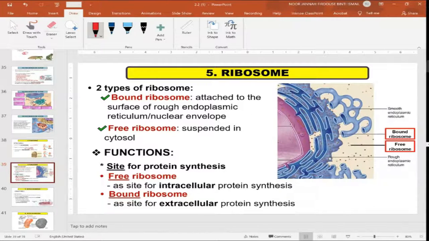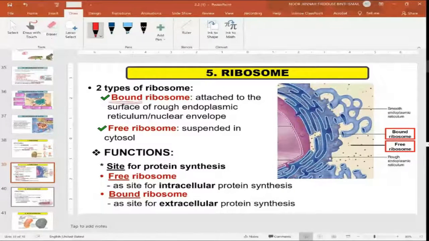There are two types of ribosome, the bound ribosome, which can be found bounded on the apa kita tadi, rough endoplasmic reticulum. Dan satu lagi, free ribosome. Free ribosome, dia scattered in the cytoplasm. Duduk dalam cytoplasma lah, walaupun dia dihasilkan di dalam nucleolus, tetapi dia akan dibawa keluar daripada nucleus ke cytoplasma.